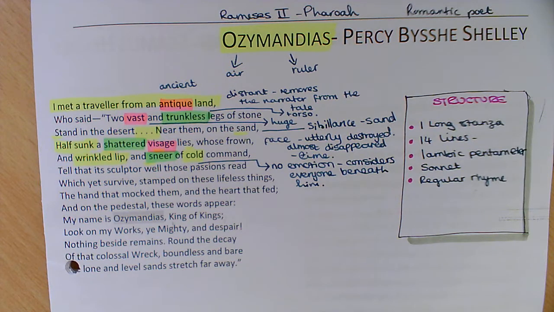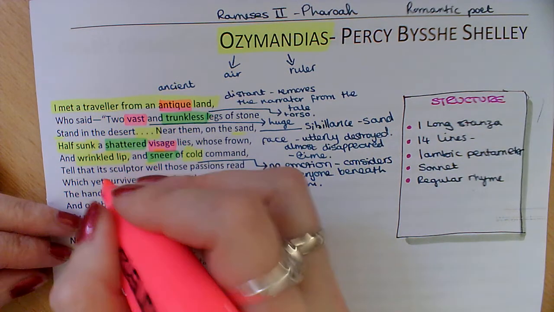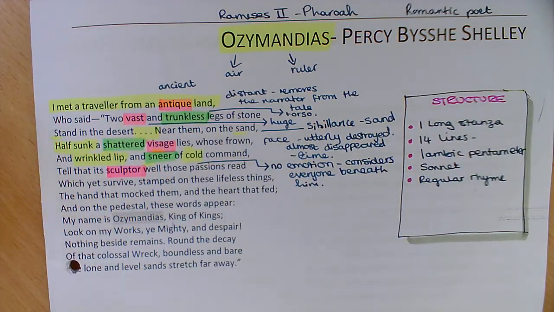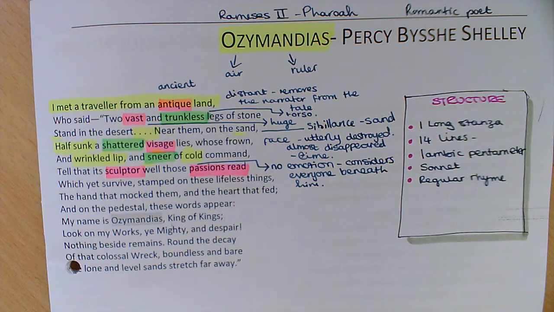Tell that its sculptor well those passions read. So we've moved from the traveller to the statue and the king that was the statue, and now we're on to the sculptor. Well those passions read. Okay, so what is a sculptor first of all? Anyone? What does a sculptor do? Yeah. A sculptor is the artist that made the statue. Well, those passions read. Now, when we often talk about the word passion, we don't always mean somebody who's utterly in love with someone. A passion can be something that's like an extreme emotion.